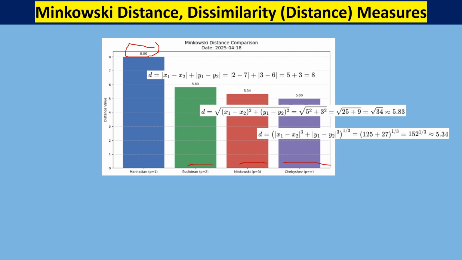Each bar in the chart shows one distance metric; the height of the bar equals the distance value. The Manhattan distance is the highest because it follows the grid. Euclidean distance is shorter due to the diagonal movement. Minkowski is between Euclidean and Manhattan. And the last one is the smallest because it only cares about the single greatest difference.